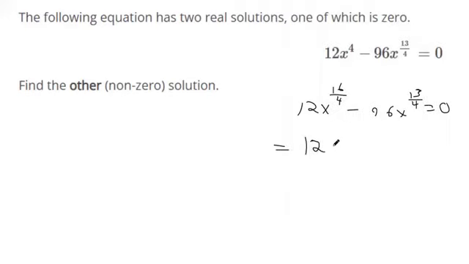So we've got 12 parentheses. And then the biggest power I can take out is 13 over 4 for a power. So I'm going to take out x to the 13 over 4 power. And so 16 over 4 divided by 13 over 4 gives us x to the 3 over 4 left over. And then 96 divided by 12 gave us 8.